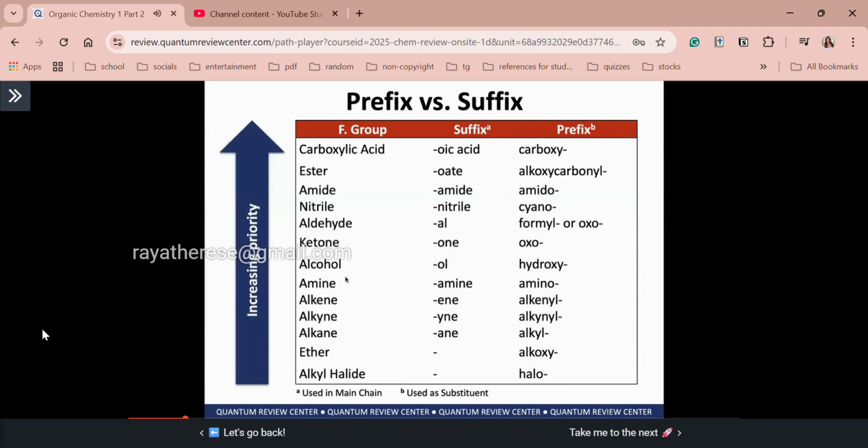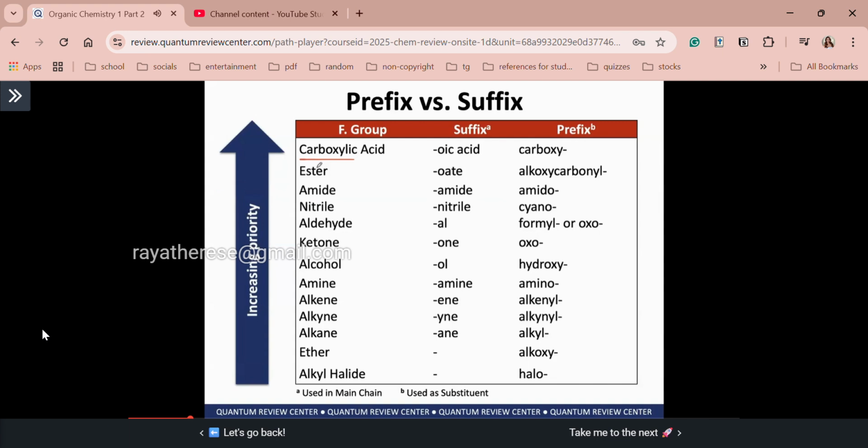Check your manuals. We already summarized your prefixes and suffixes. For the prioritization, please remember, we have an increasing priority here. Let's start discussing our highly prioritized functional group, your carboxylic acid. Remember, class, our carboxylic acid is simply your COOH functional group. As a suffix, it carries the suffix -oic or oic acid.